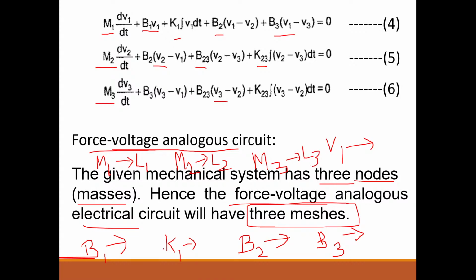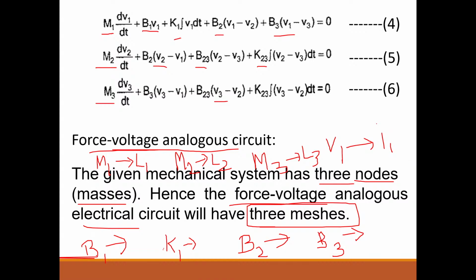What is V1? V1 is velocity in the mechanical system. So current is analogous to velocity. So V1 can be replaced by I1. Similarly, V2 can be replaced by I2, and V3 can be replaced by I3. I have written only V1 here, so I have written only I1.